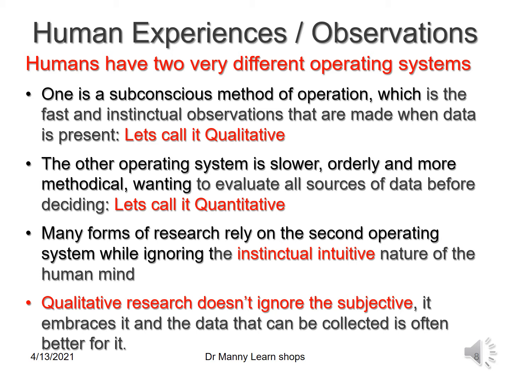The other operating system that's employed by human beings is slower. It's more orderly, systematic, and more methodical, wanting to evaluate all sources of data before deciding on the outcome. We'll call that quantitative. There are many forms of research that rely on the second operating system while ignoring the instinctual, intuitive nature of the human mind. In essence, preferring quantitative to qualitative.